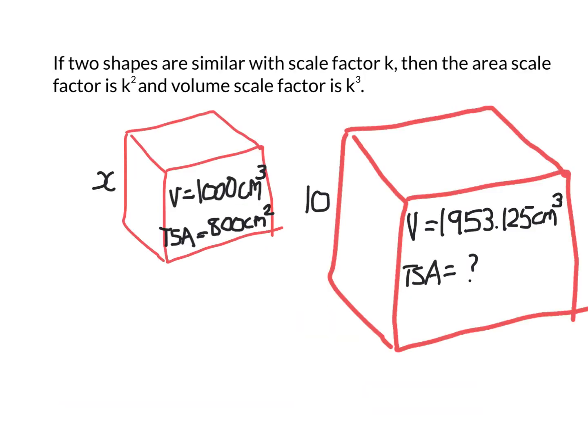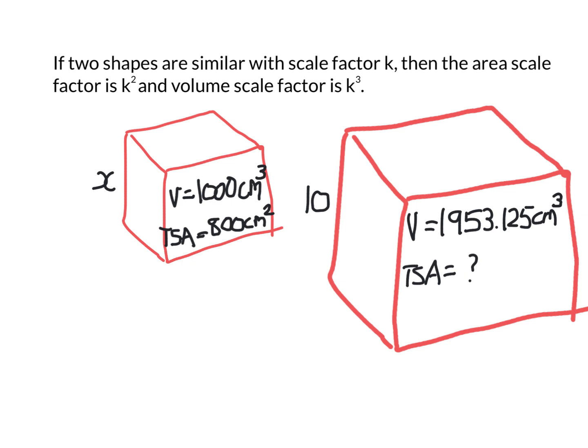Alright, let's now take a quick look at area and volume scale factor. So we actually looked at this when we did measurements. So it turns out if two shapes are similar and their scale factor is k, then the area scale factor is k squared, the volume scale factor is k cubed. So what that means is if you have two shapes and let's say the sides in the larger shape are double the sides in the smaller shape, the area will be 2 squared, 4 times as much. The volume will be 2 cubed, 8 times as much.